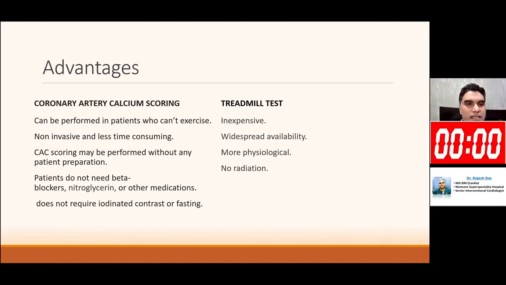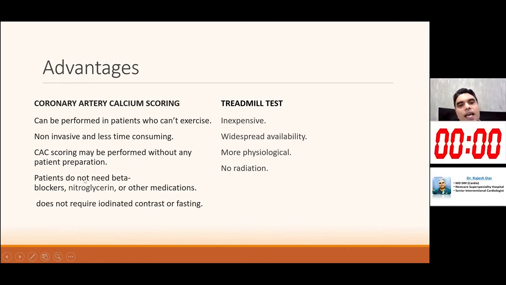The advantage of CACS is that it can be performed in patients who cannot exercise. It is non-invasive and less time consuming. Coronary artery calcium scoring may be performed without any patient preparation, and patients do not need any beta blocker or nitroglycerin or any other medication, and they do not require iodinated contrast agent.